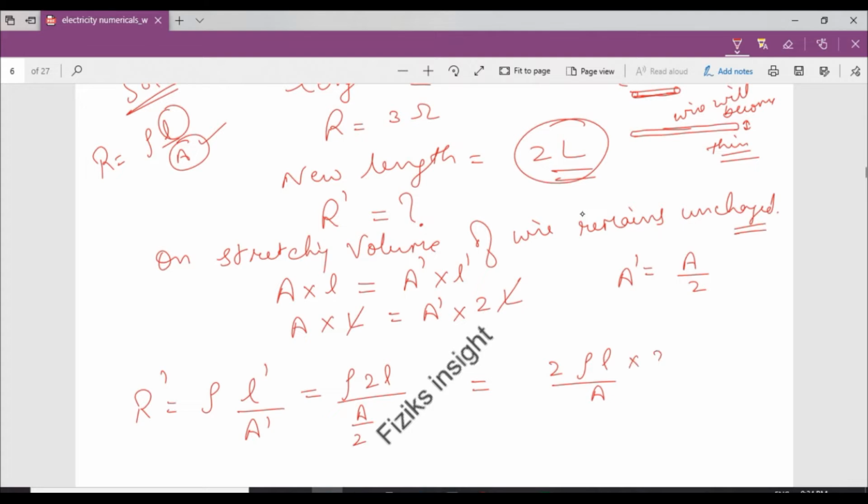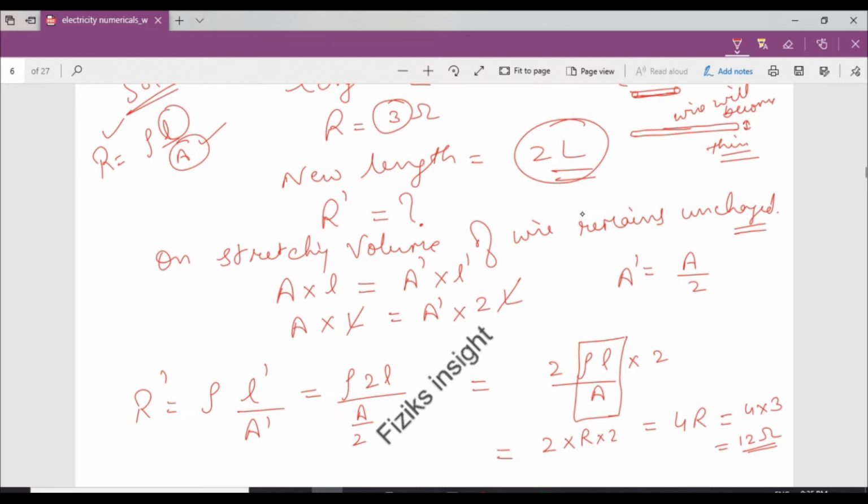You can clearly see this rho L upon A is the old resistance. So 2 into R into 2 means it will become 4 times the value of resistance we had earlier. The old resistance is 3 ohms, so 4 into 3 comes out to be 12 ohms. So this is the value of your new resistance R dash. I hope this question is clear to you. If you still have any query, you can ask in the comment section. I will definitely resolve that.